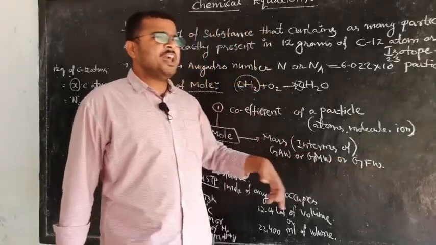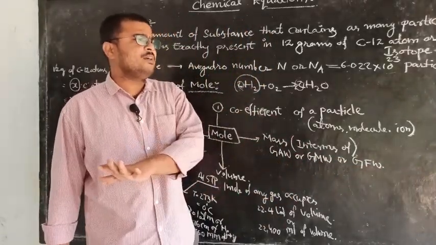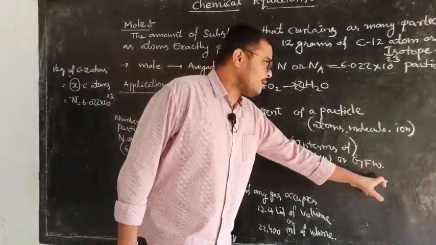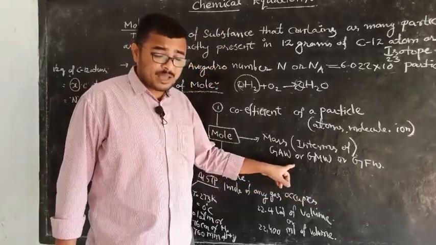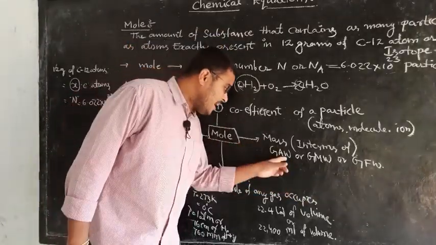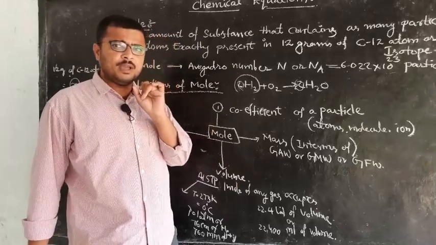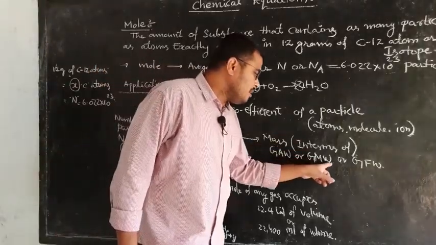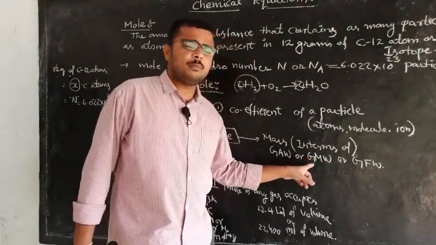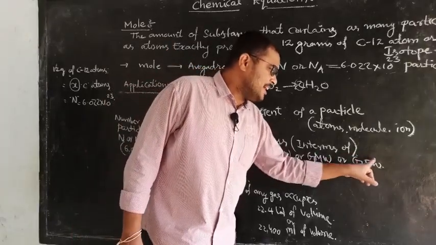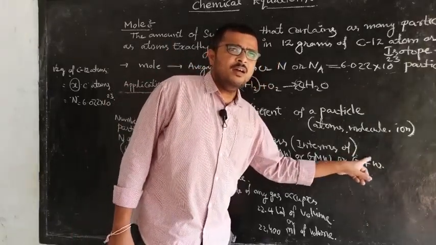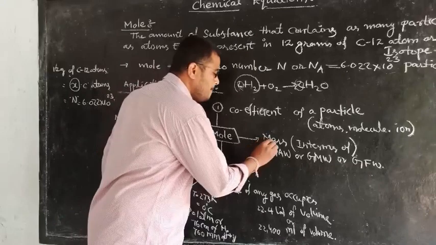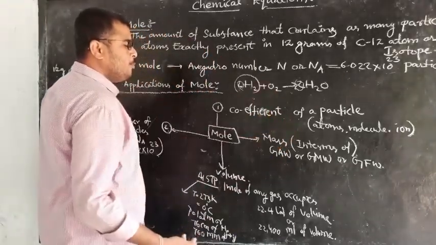Next, if you take any formula, 1 mole of formula weight means what here? Gram formula weight. What is meant by gram atomic weight? Already we know: atomic weight expressed in grams is called gram atomic weight. Molecular weight expressed in grams is called gram molecular weight. Formula weight expressed in grams is called gram formula weight. This is the mass in terms of mole.